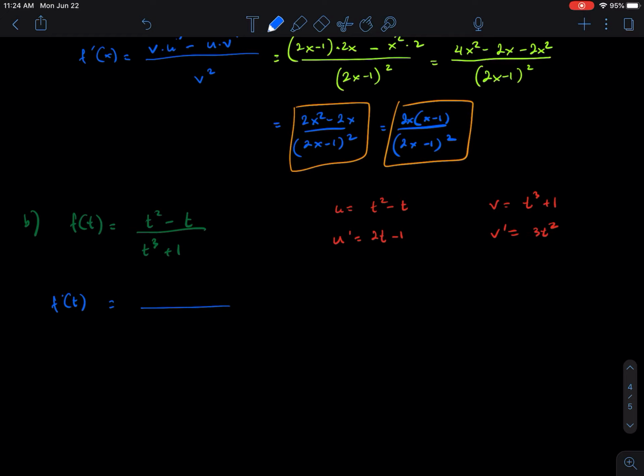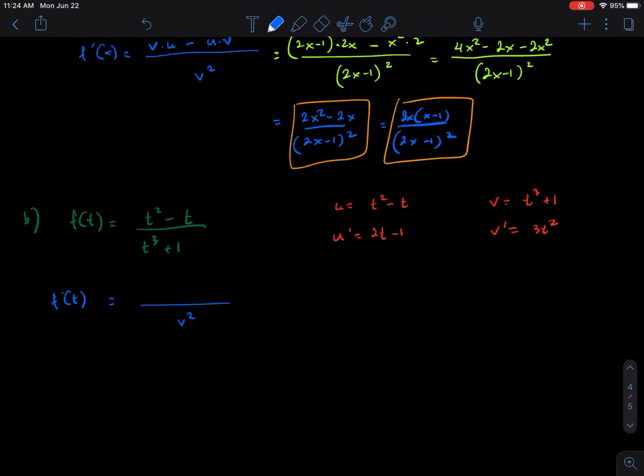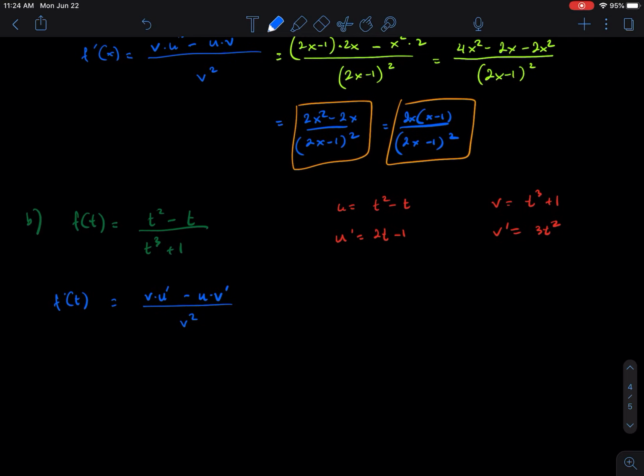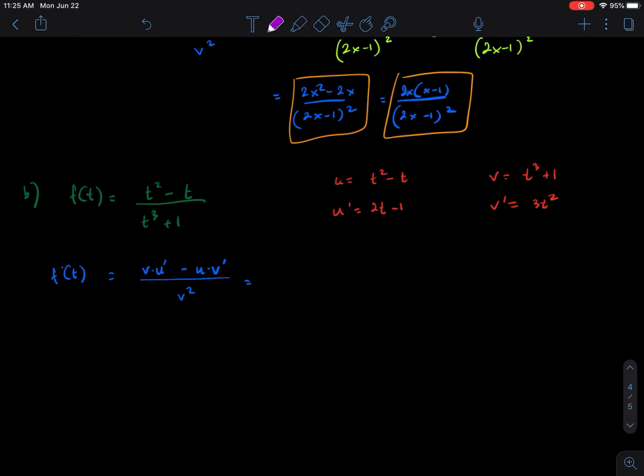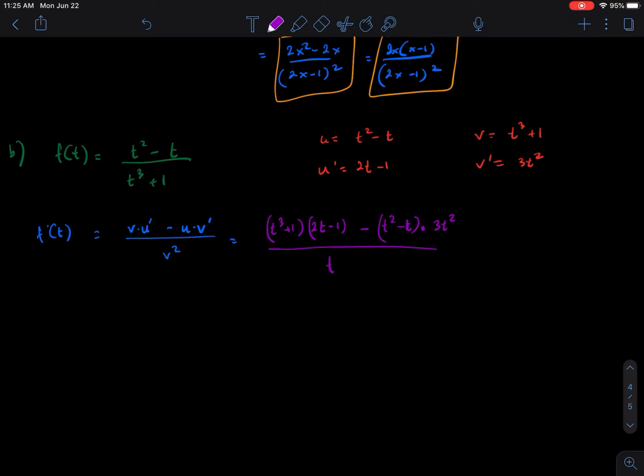We know that it's going to be v squared in the denominator. And it's going to be v times u prime minus u times v prime. And then we plug these derivatives on the right side in. So v is t to the third plus 1. U prime is 2t minus 1. Minus u is t squared minus t. And then times v prime is 3t squared. All right. The denominator v squared is t to the third plus 1 squared.